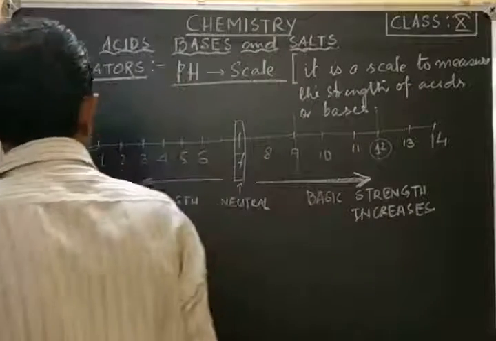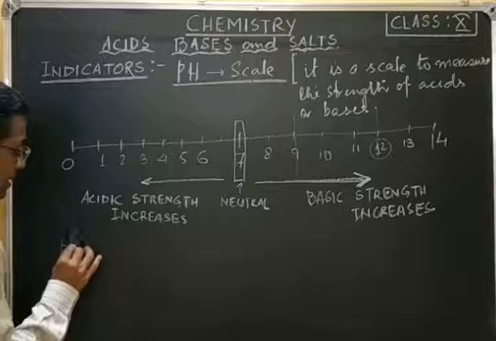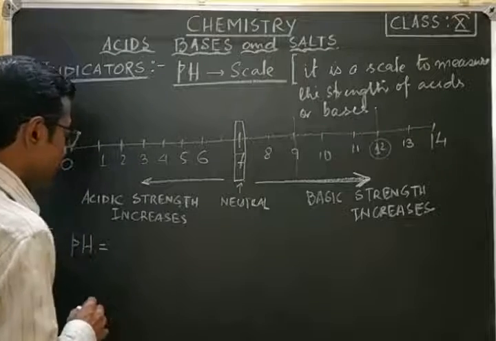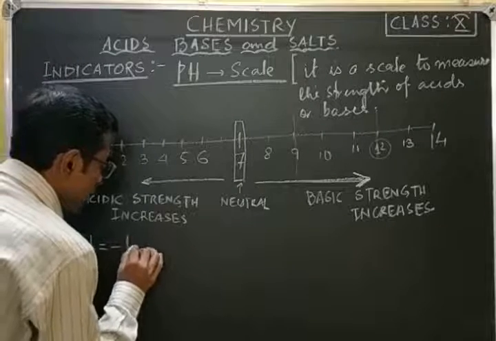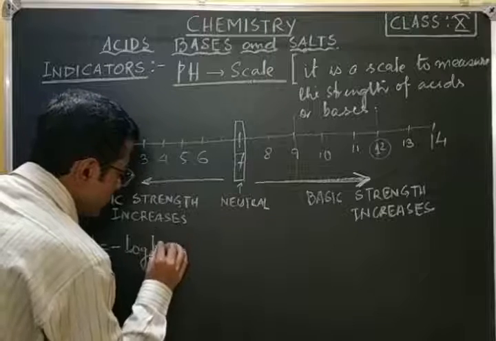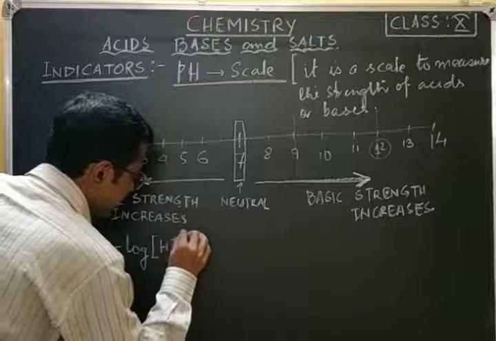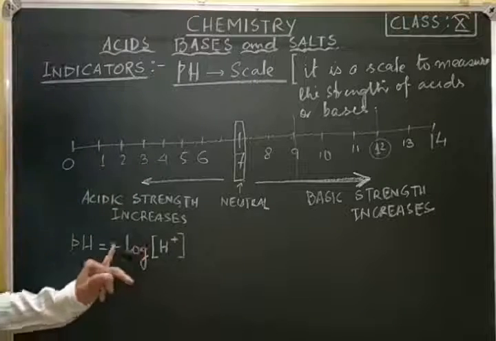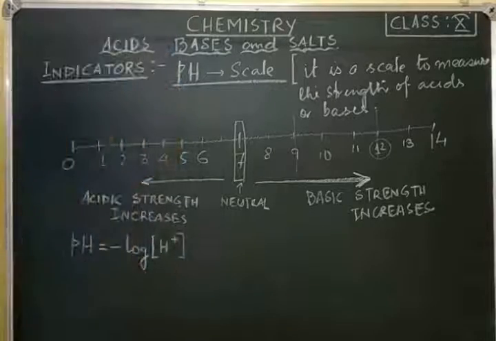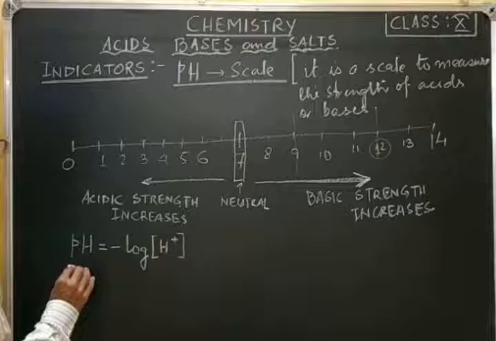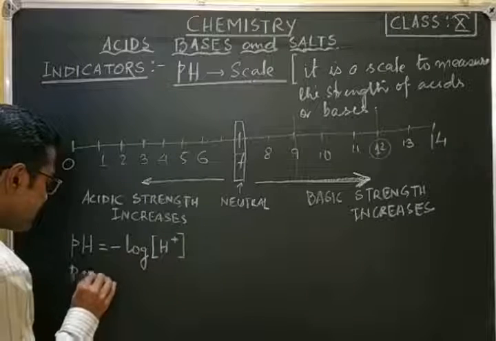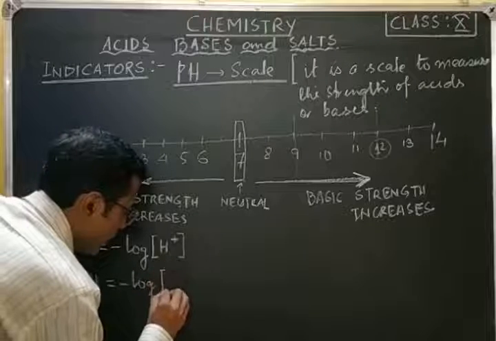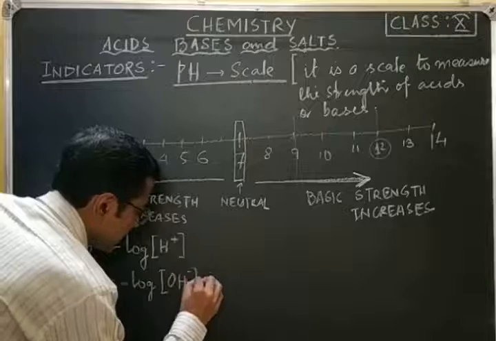Now see where it is coming from. Remember, this is not so important for your class 10, it is very important in class 11 and 12. pH is the negative logarithm of hydrogen ion concentration. Remember this one. pH value means the negative logarithm of the hydrogen ion concentration in a solution. Similarly, pOH, for bases, is the negative logarithm of the OH minus ion concentration.